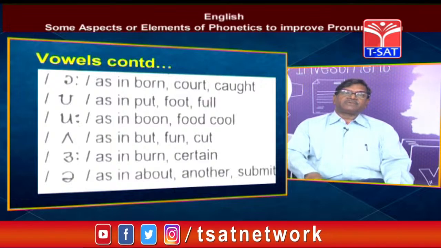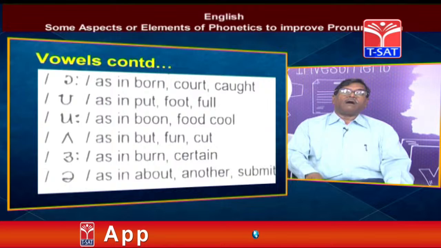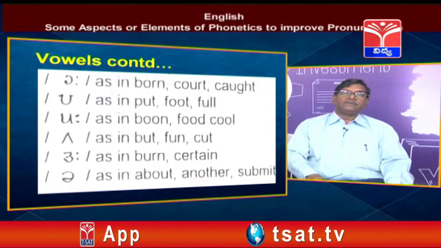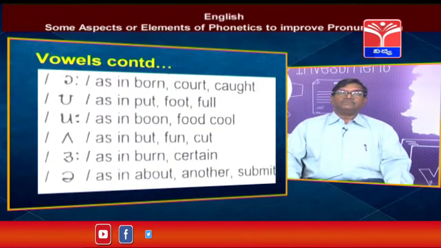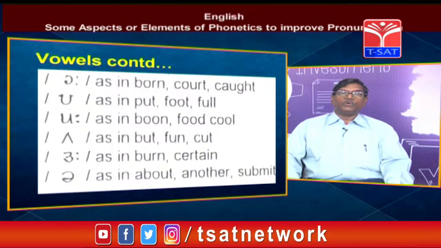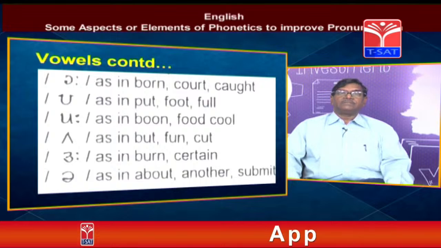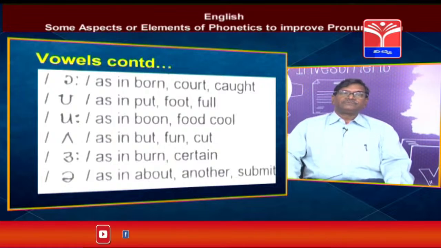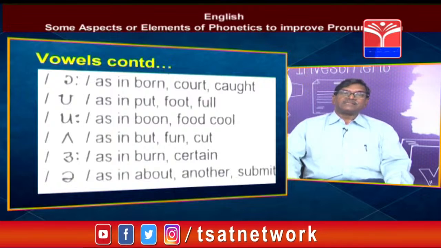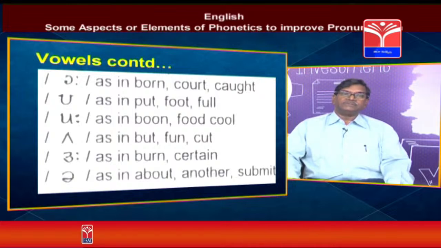And even in the previous case also we have A, as in last, father, the elongated A sound. And now the next sound, which we have in our Indian languages: put, foot, full. To represent this short O sound, we have that U-like symbol in between two slanted lines. That is not U, it is the symbol for the sound O.